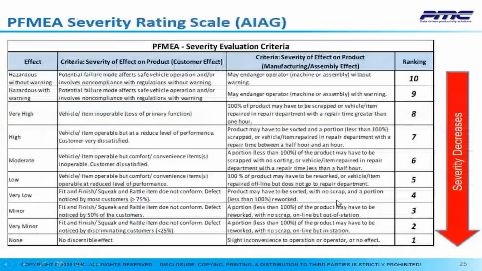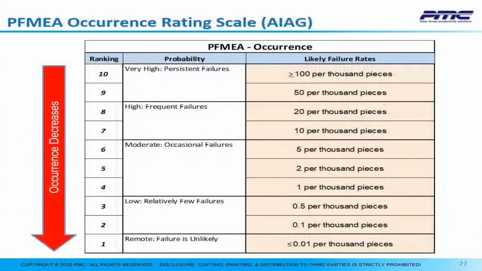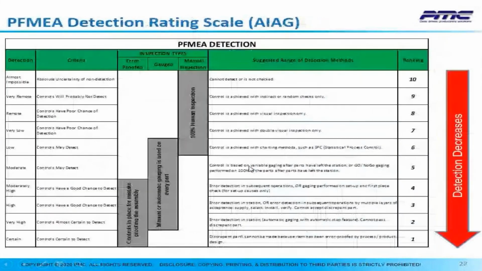So similar to the DFMEA, we have tables for severity. Again, I'm not going to go over these as part of this webinar, but there is a table for occurrence and a table for detection. And each rating is from 1 to 10. So the RPN that we're talking about is a product of severity, occurrence, and detection. So the maximum RPN you're going to get is 1,000, and the minimum is 1.